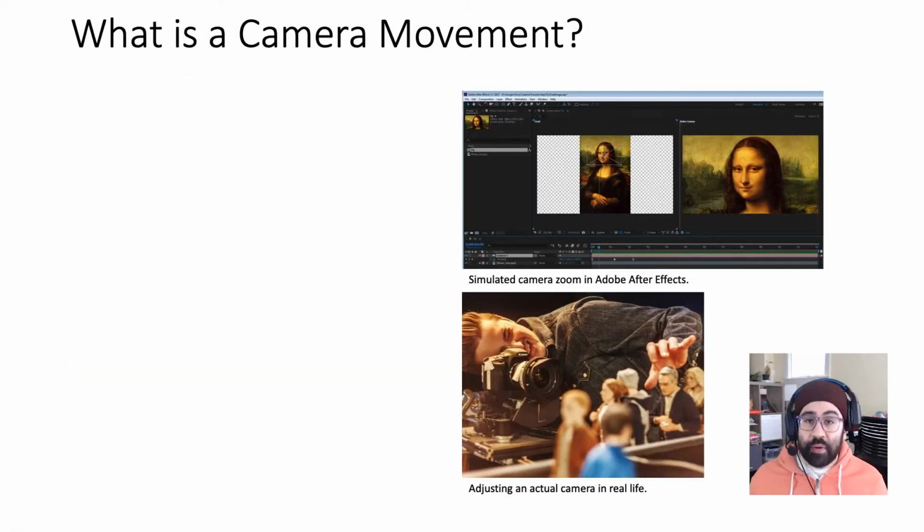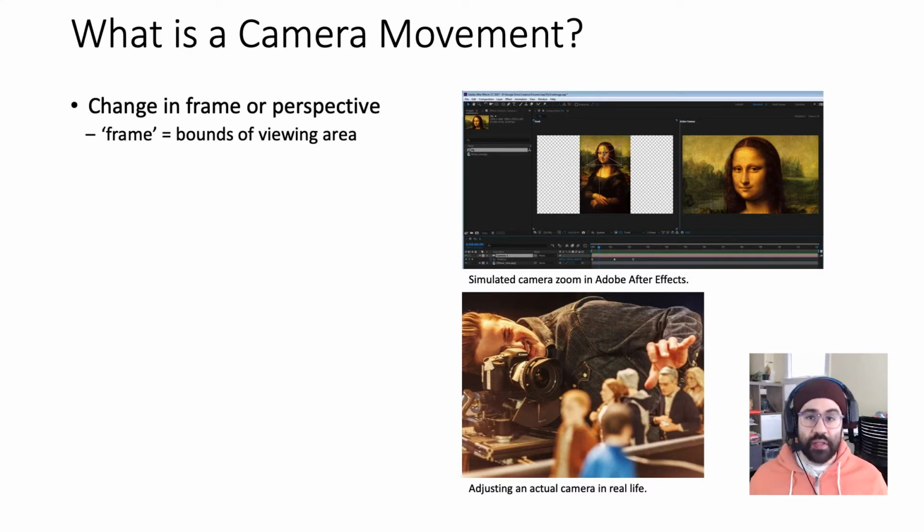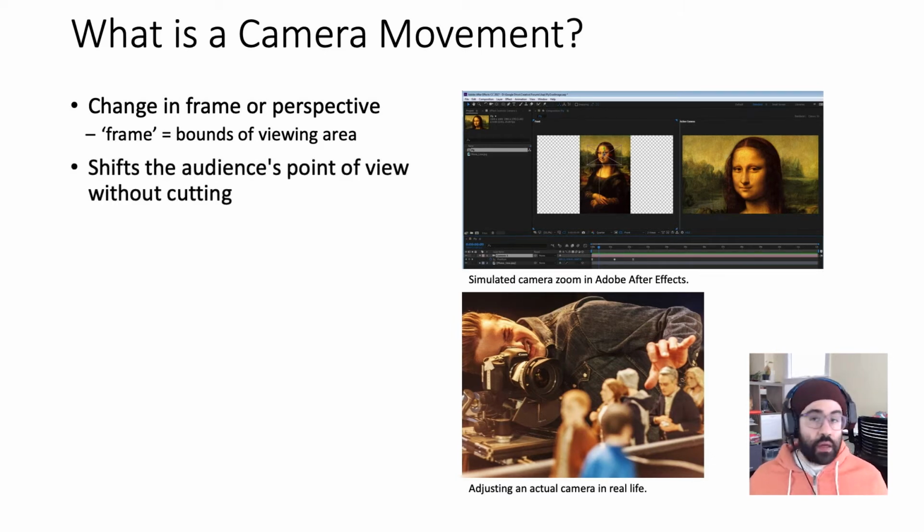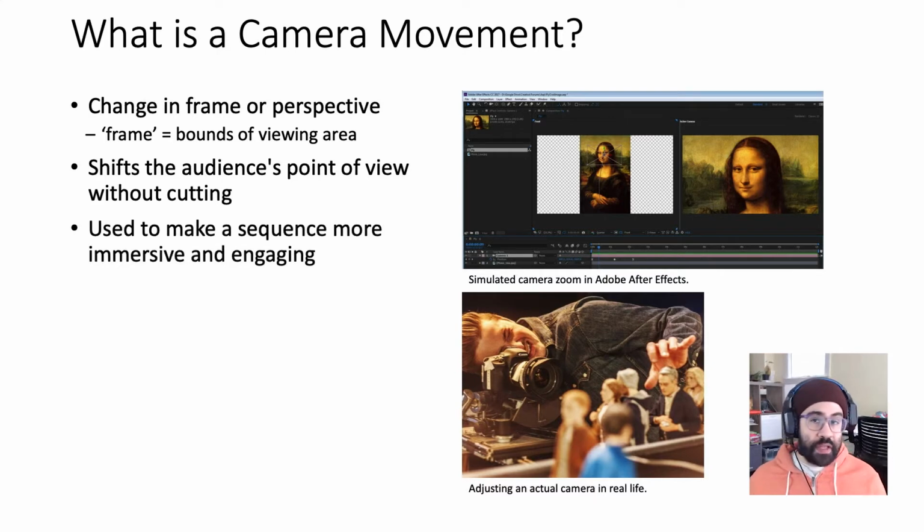So let's break down camera movement a little bit. What we're talking about here is a change in the frame or the perspective of a piece of time-based media. Again, that could be a film, that could be an animation. And here, we're talking about frame in the context of the boundaries of the viewing area, not necessarily a single frame of animation. A camera movement can help shift the audience's point of view without cutting or jumping to a different scene or a different shot. And often camera movement is used to make a sequence more immersive or engaging or impactful.